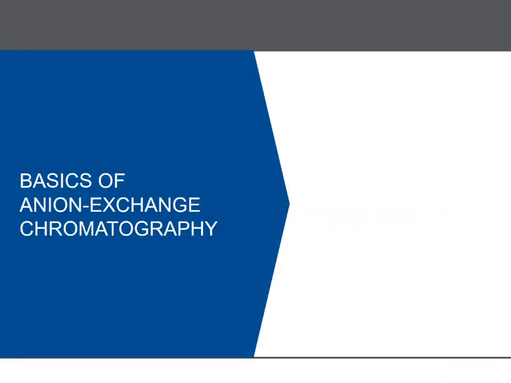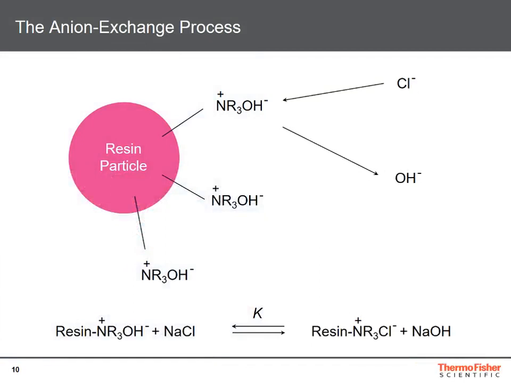Let us continue with some fundamentals of anion exchange chromatography. The following slide schematically depicts the anion exchange process. Let us assume we have a resin particle to which quaternary ammonium functional groups are attached in one way or the other. We see these groups typically in the hydroxide form because the mobile phase contains a lot of water.